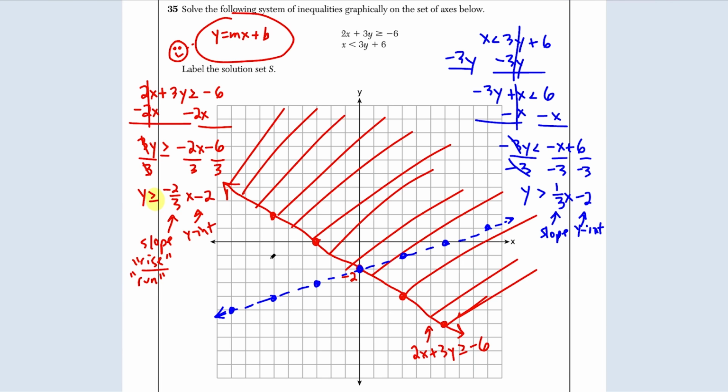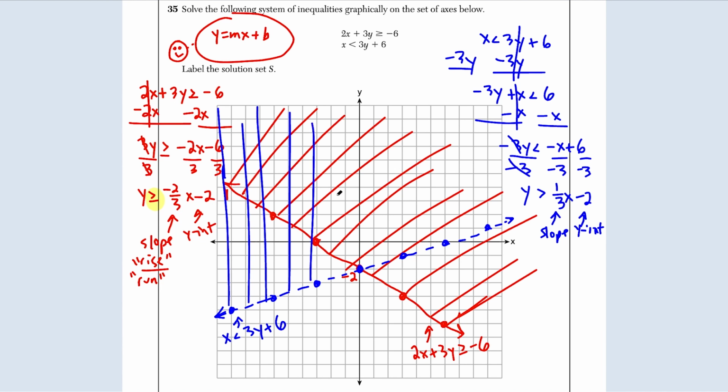Okay, and we don't have to label this second inequality here, but I will anyway. We're just going to call this here, we have x is less than 3y plus 6. But remember, we still have to shade, and right now we have y is greater than 1/3 x minus 2. So that means we have to shade above like this. So we're going to be shading above this blue line like this.